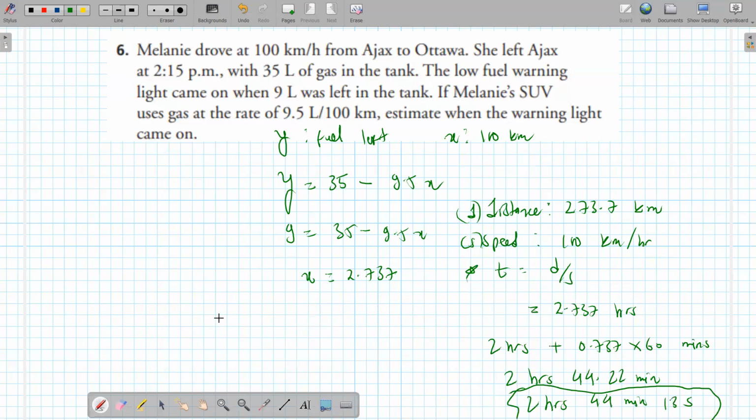So when did she leave? She left at 2:15. We're adding 2 hours and 44 minutes, so the light came up at 4:59. Cool? Before I let you go, I'm gonna ask you a question here. Let's say we're adding 2:15 with 2:46. In other words, we started at 2:15 and this is the amount of time. After 2 hours 46, what's the final time?